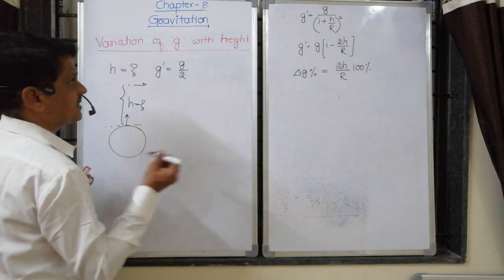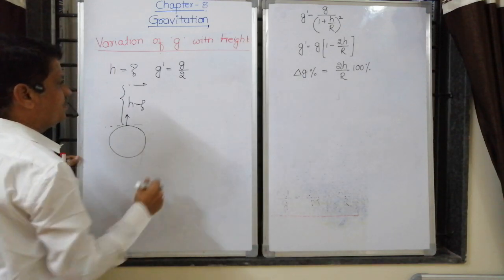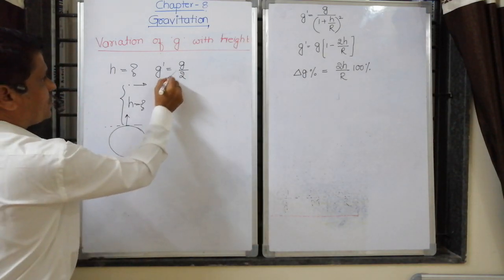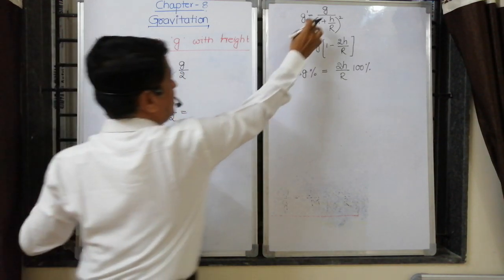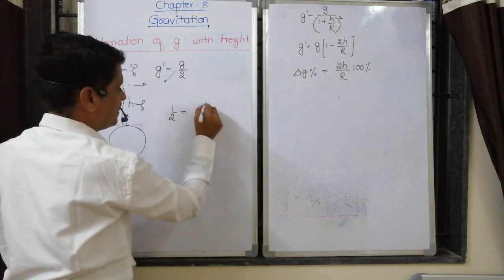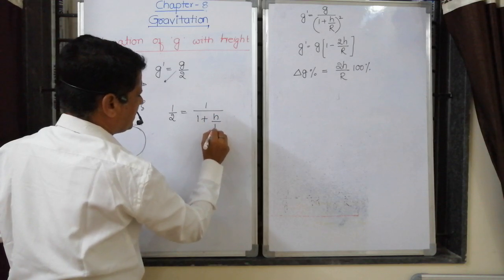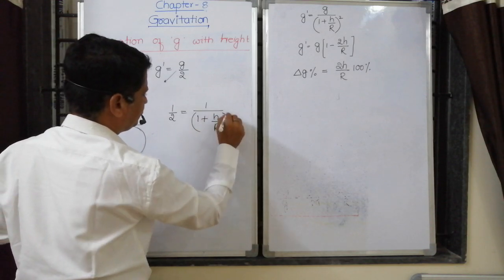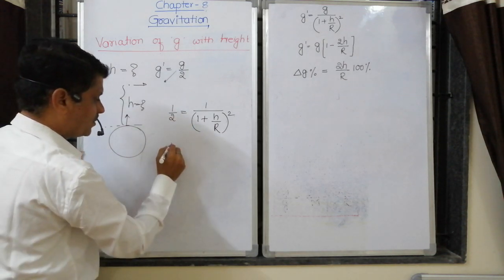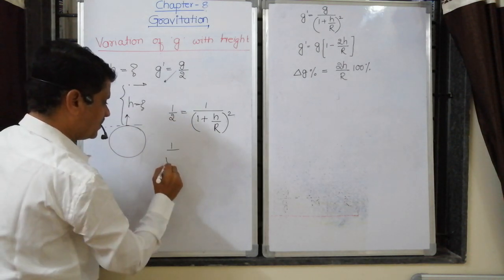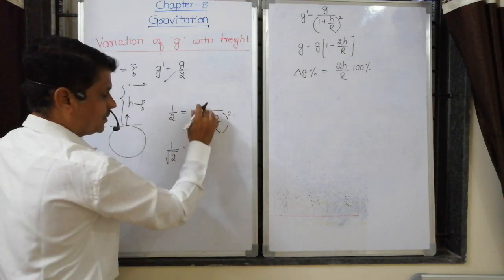Right. Okay, let's start. Here, g dash by g is equal to how much? 1 by 2. Here, g dash by g is equal to 1 by 2 is equal to 1 divided by 1 plus h by r whole square. Take root on both sides. Root of 1 is 1. Root of 2 is root 2, is equal to 1 root is 1.